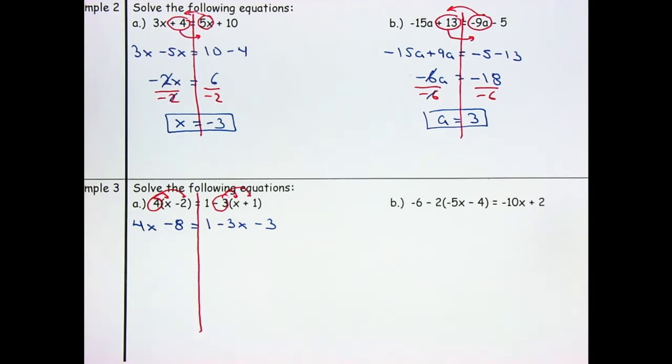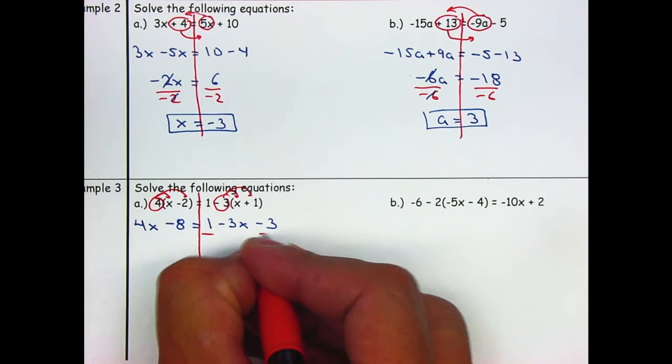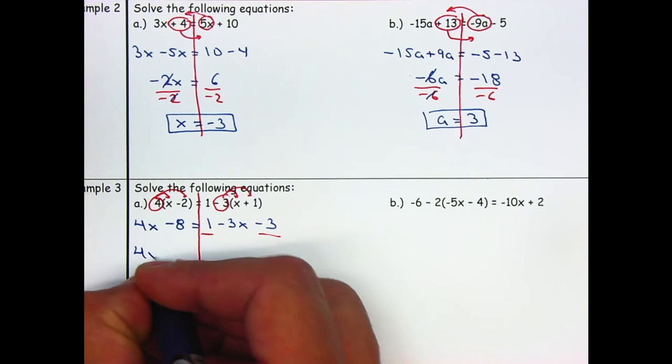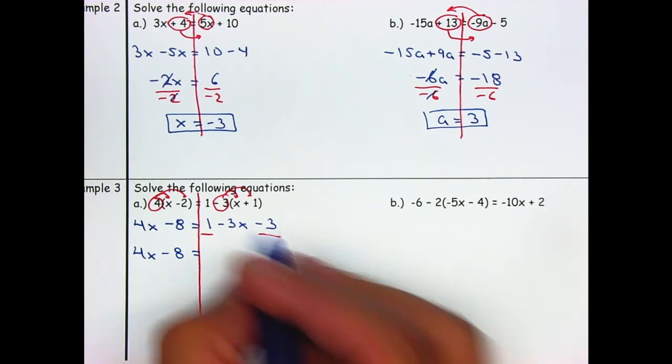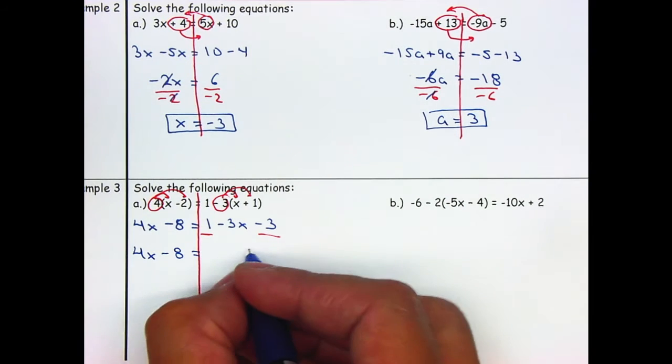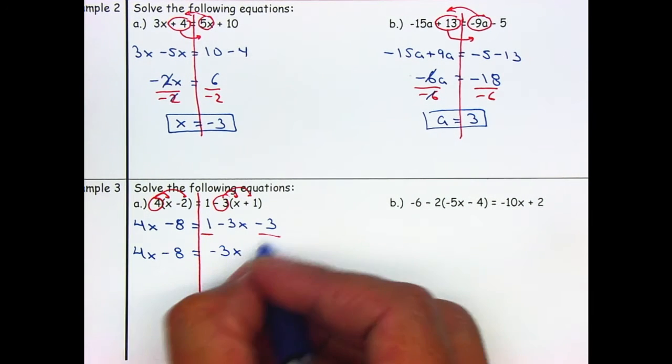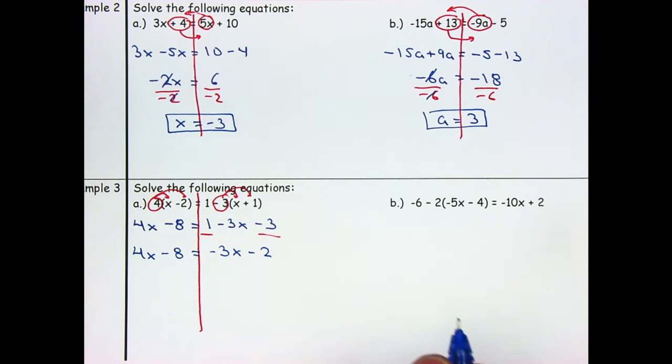We want to be able to combine our like terms on the right hand side. Let's bring down the 4x minus 8. 1 minus 3 will give you a negative 2. So we have negative 3x. 1 minus 3 is negative 2.